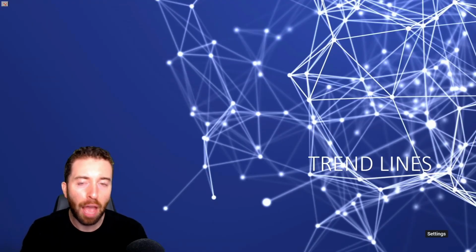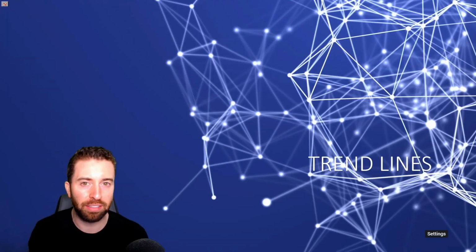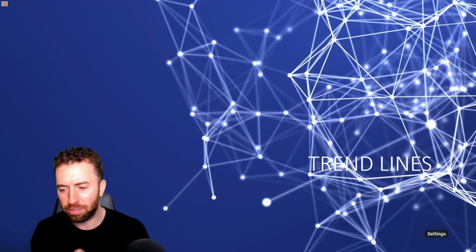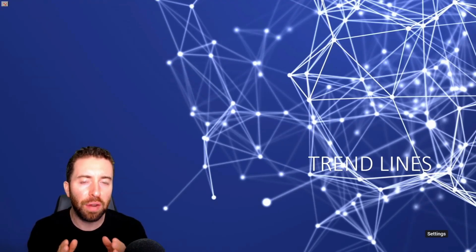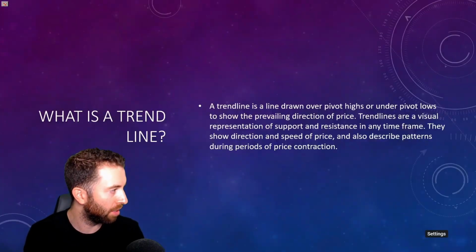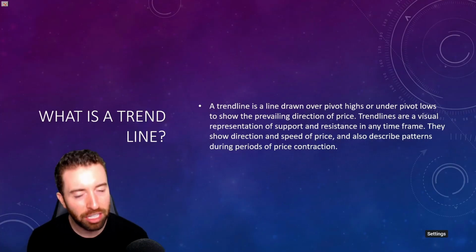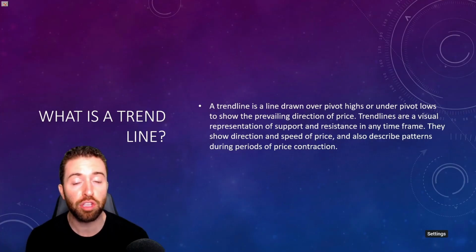Trend lines are absolutely incredible because all we're doing is just adding the bottom points, or sometimes we're adding the top points. But let's go into detail about this. Let's talk about trend lines from start to finish, A to Z, so you know exactly how to be using trend lines. First thing I want to discuss is, what is a trend line? Now, a trend line is pretty straightforward. It's a line drawn over 2 pivot points.